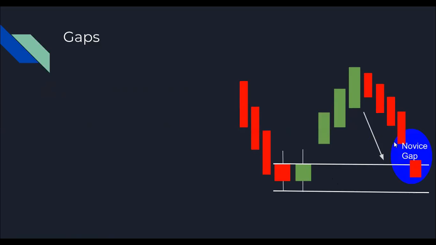So again, if I see a novice gap of this nature, I would like to take a trade in the opposite direction of the gap. Now here we are gapping down. So my trade would be to take a long position. That means I would like to buy here.